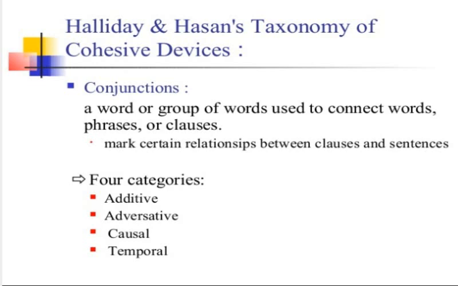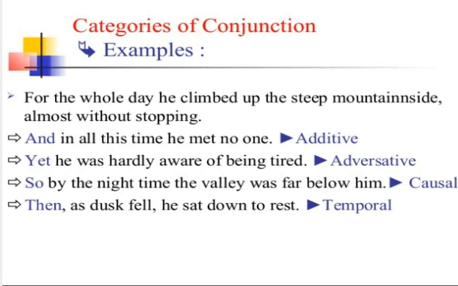Conjunctions: a word or group of words used to connect words, phrases, or clauses. There are 4 categories: additive, adversative, causal, and temporal. For the whole day, he climbed up the steep mountainside, almost without stopping, and in all the time he met no one. Additive. Yet he was hardly aware of being tired. Adversative. So by the night time the valley was far below him. Causal. Then, as dusk fell, he sat down to rest. Temporal.